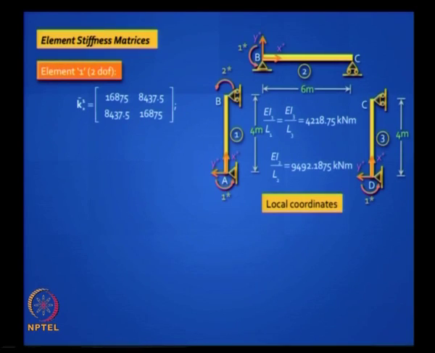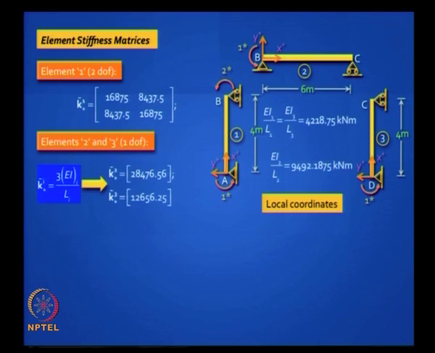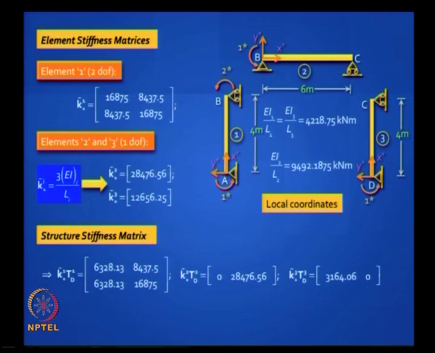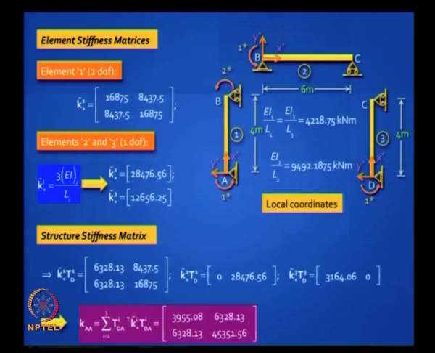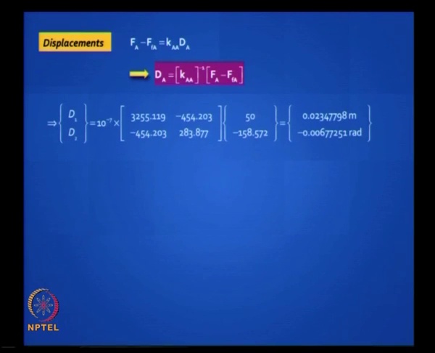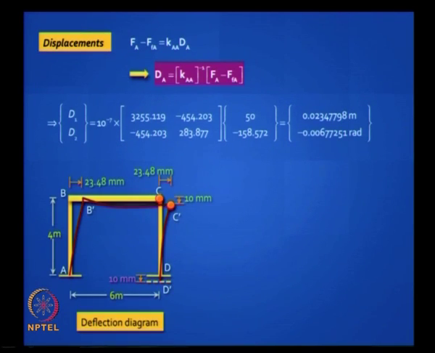What about your stiffness matrices? For element 1 no change, you have the same 2 degrees of freedom. For elements 2 and 3 the change is 3 EI by L, right. So you do that 3 EI by L, write down these values. It is a 1 by 1 matrix, very easy to calculate. Structure stiffness matrix you can generate, it is a 2 by 2 structure stiffness matrix, right, because you have only 2 degrees of freedom. Find the displacements.